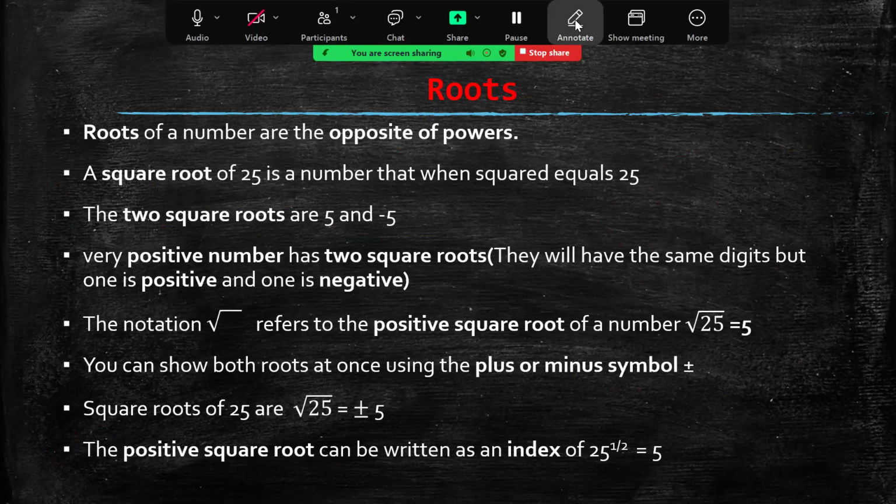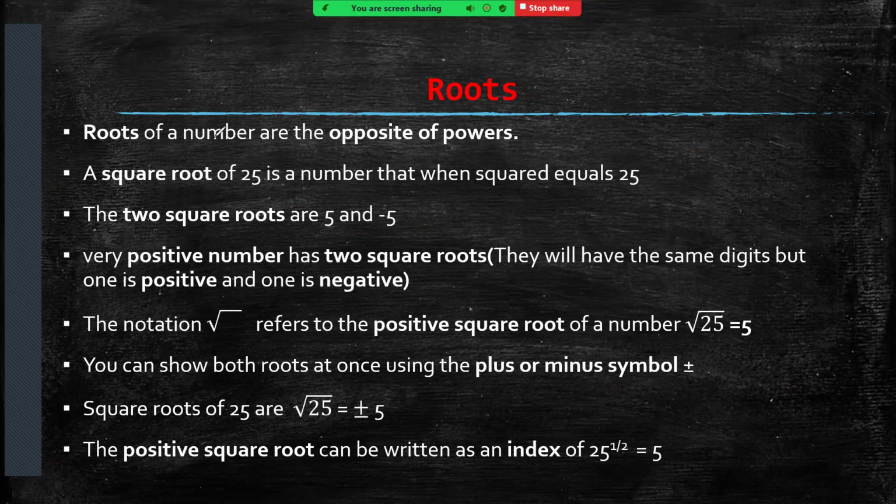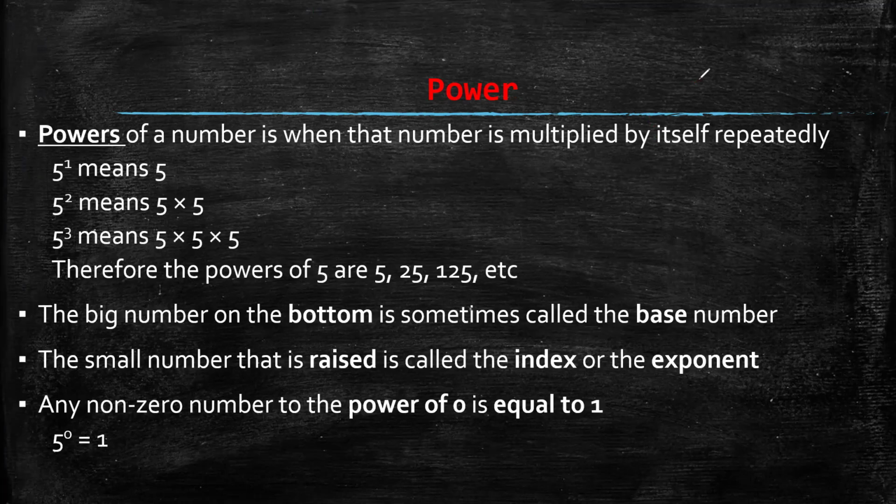Now, roots. Roots of a number are the opposite of power. A square root of 25 is a number that when squared equals 25. So square root is the opposite of power. This is known as square root.